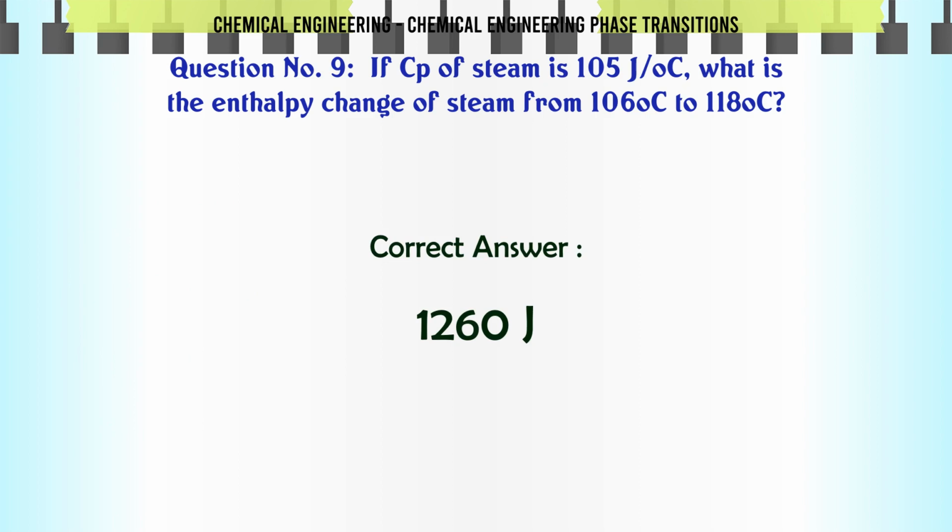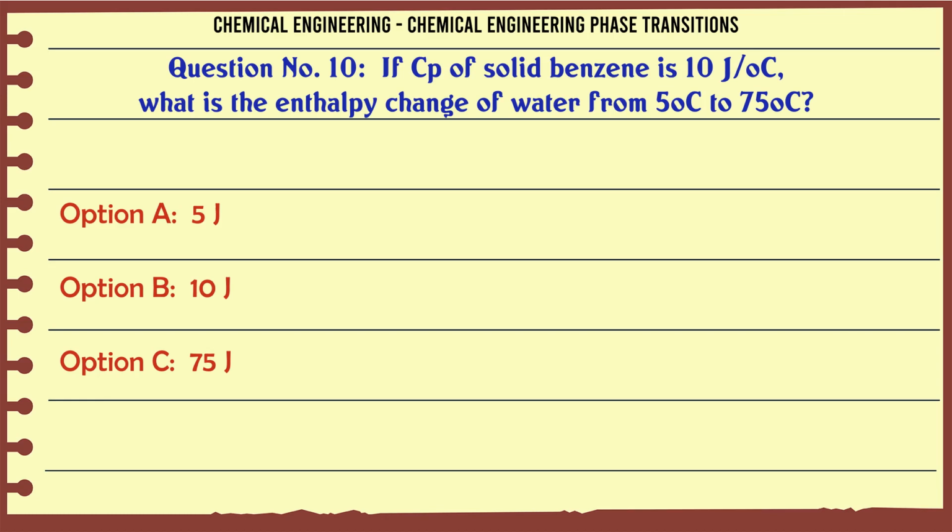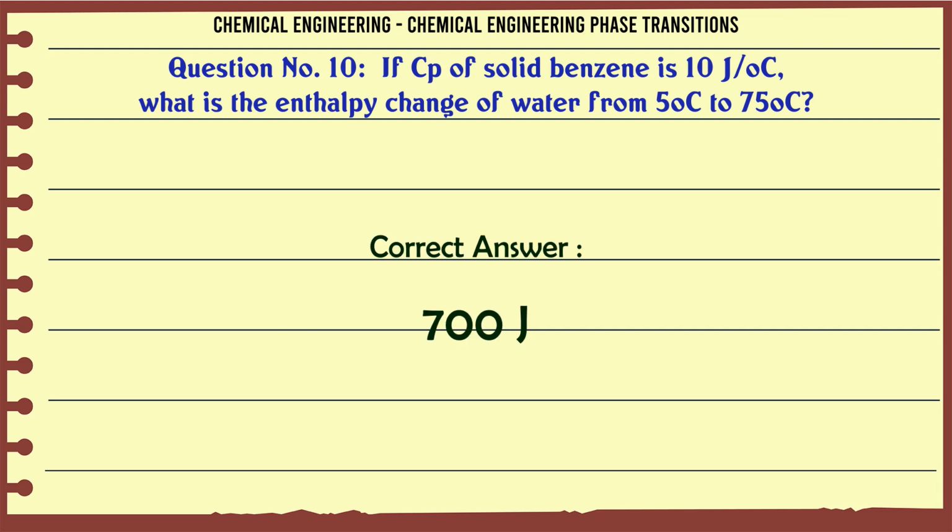1260 J. If Cp of solid benzene is 10 J/°C, what is the enthalpy change of water from 5°C to 75°C? A) 5 J, B) 10 J, C) 75 J, D) 700 J. The correct answer is 700 J.